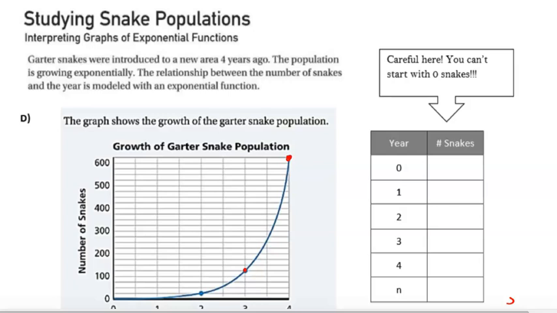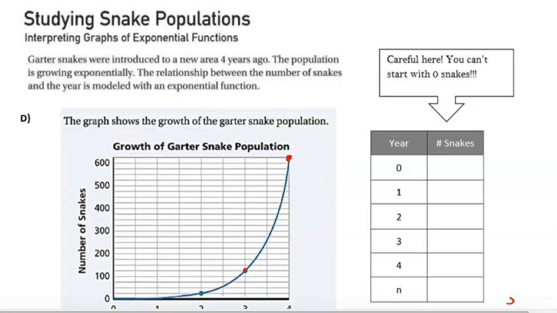Alright, good morning everybody. Here we are at the Studying Snakes Population part of this packet. This is all section 3.2 of our packets, right before growth factors and growth rates. This is day 4 of this packet. And let's see what we got here.